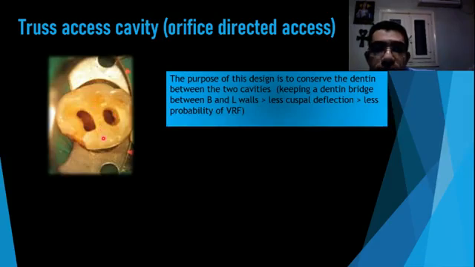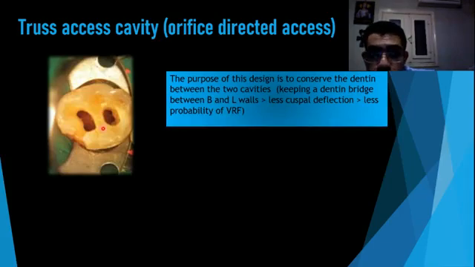Cuspal deflection means that if the two buccal and lingual walls are completely separated, if we remove this bridge or this piece of dentin, we will end up having the buccal and lingual walls separated. And by separation of these two walls, we will increase the probability of cuspal deflection, and this may end up with a vertical root fracture. So the conservation of this piece of dentin will keep the buccal and lingual walls connected to decrease the probability of cuspal deflection and subsequent vertical root fracture.